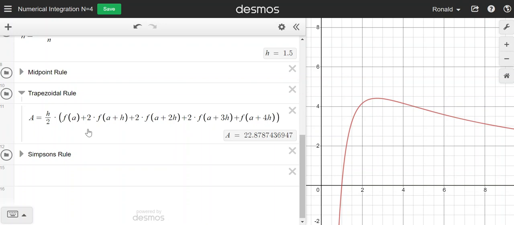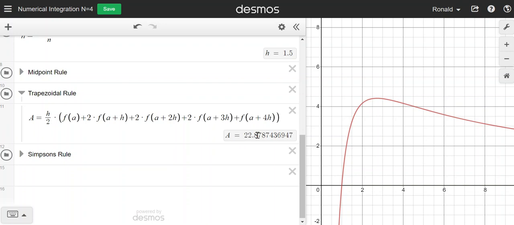The other thing is, except for the very first and the very last term, every other function value is multiplied by 2. 2 times this, 2 times this, 2 times this. But the last term, it's not being multiplied by 2. So this will be valuable when we want to expand this to n equals 5 or 6 or 7 or 8. Now, Desmos has evaluated using the trapezoidal rule, and we get 22.87.